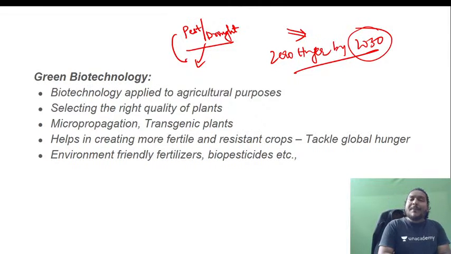Use biotechnology in the domain of agriculture, create friendly fertilizers, create biopesticides which would not be affecting the species but also could derive a great yield. So that is the concept related to green biotechnology.